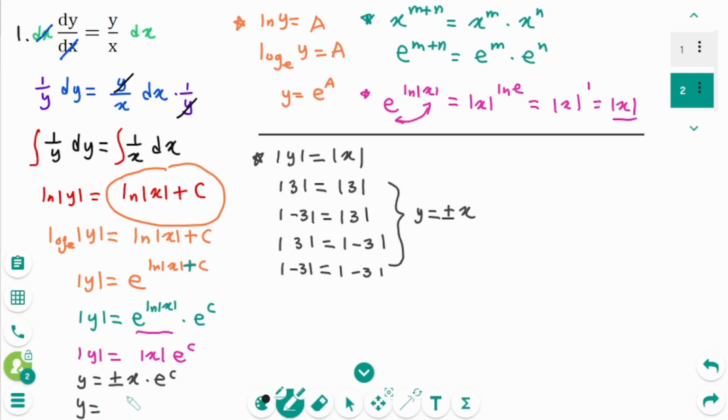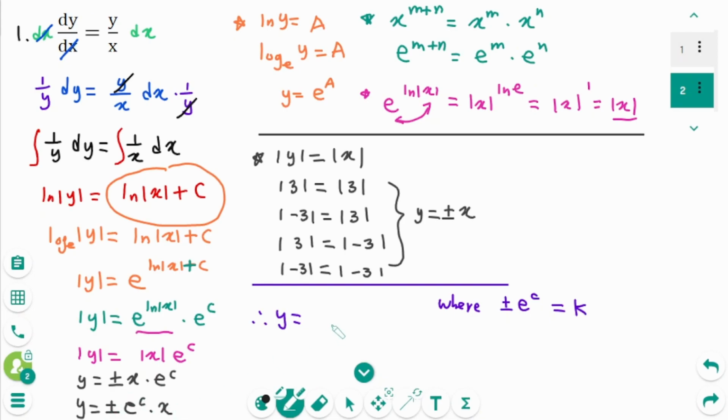Then y equals plus minus e to the power of c times x, where plus minus e to the power of c is k. Then this one, y equals kx. This is the general solution.